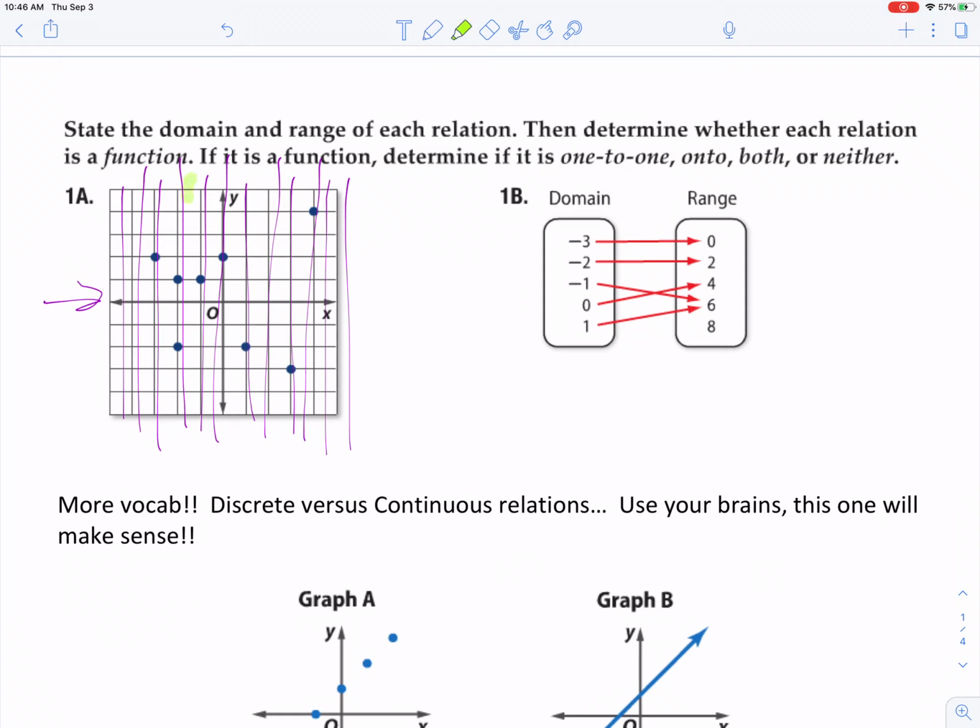I noticed one of these caught my eye. Check it out right here. Look what happened. My line went through it more than once. That means there's a repeat in the x values. So this one is not a function.